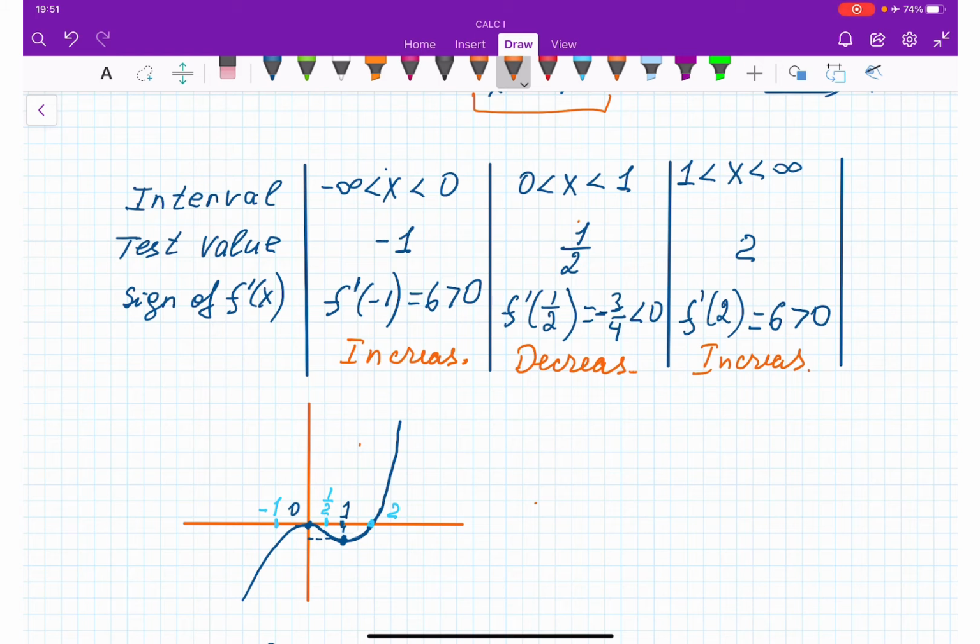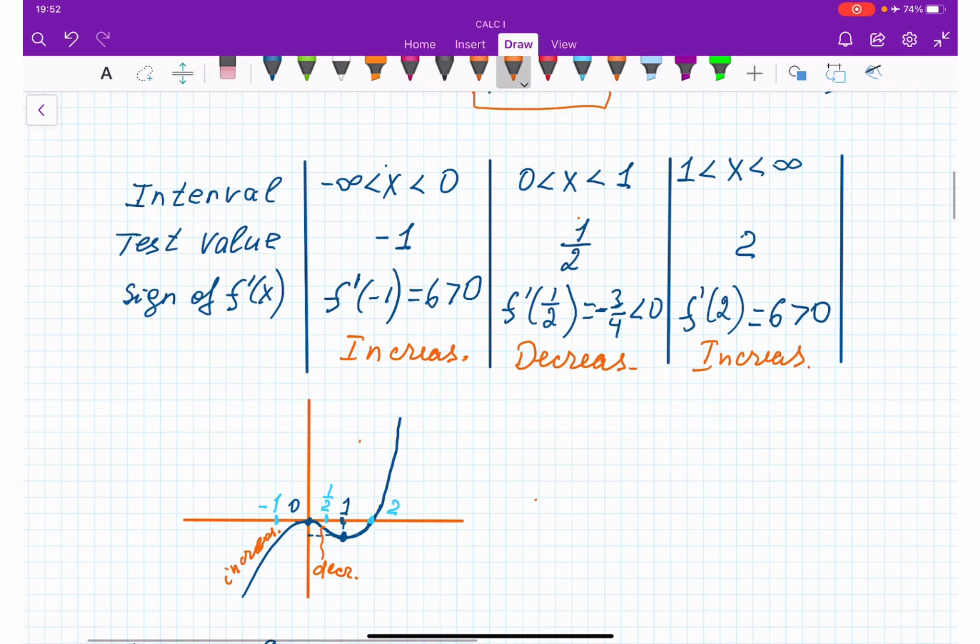So what do we see here? Till 0, the graph is increasing indeed. Here, the small place between 0 and 1 is decreasing. And here, on this end, it's increasing.